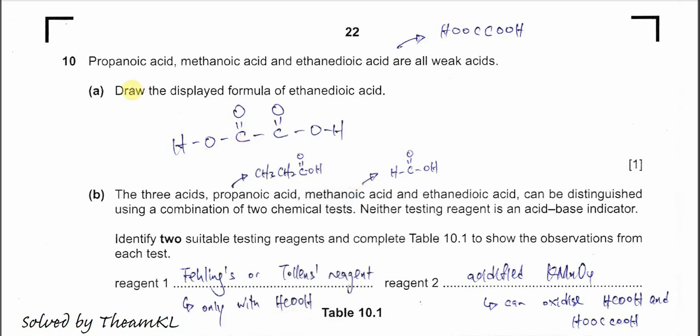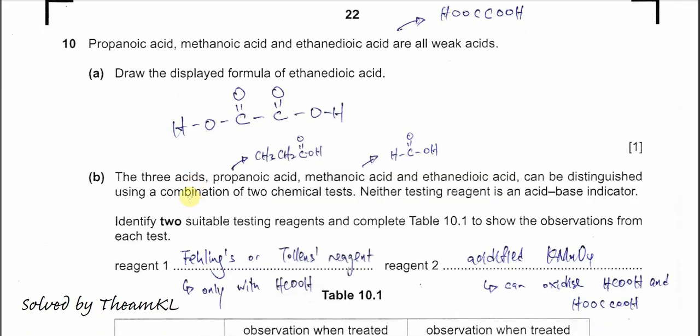Question 10. Propanoic acid, methanoic acid, and ethane dioic acid. They are all weak acids. Draw the display formula for ethane dioic acid. Okay, so this one is easy. It's a dicarboxylic acid, or the simplest dicarboxylic acid. So you just draw this one.